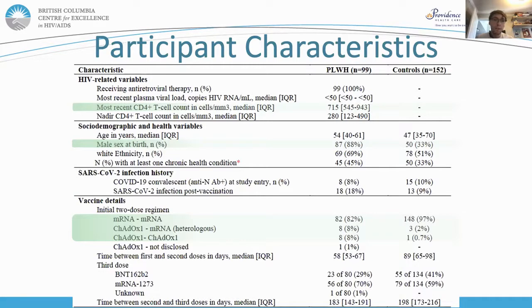Importantly, in British Columbia, for third doses, only mRNA vaccines were administered, either Pfizer or Moderna, and no AstraZeneca vaccines were rolled out during that time for the third dose.